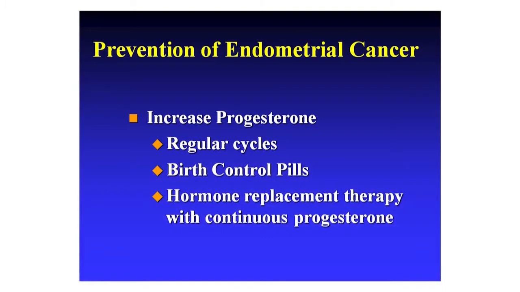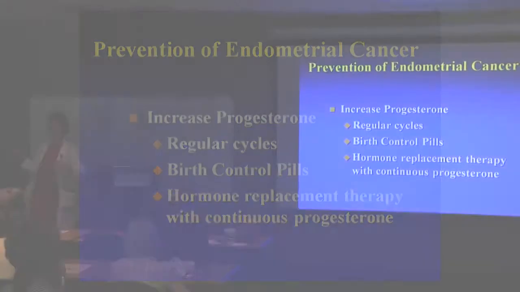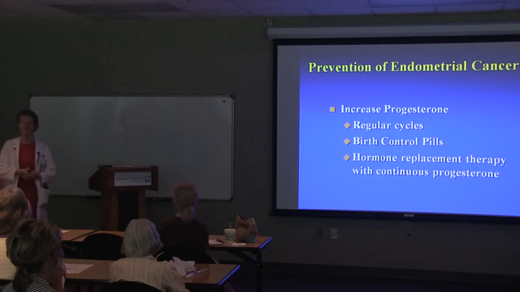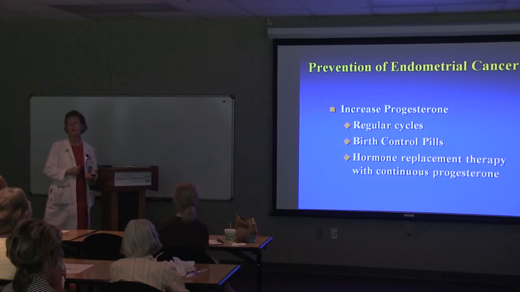Well, the other way around is increase the progesterone. Now, one way is, like with ovarian, you can remain pregnant all the time, because during pregnancy, you have a whole lot of progesterone around. The easier way for most people is to take birth control pills. As far as the gynecologic oncologist is concerned, everyone should be on birth control pills unless they want to get pregnant, because it reduces the risk of uterine cancer by about 40%.